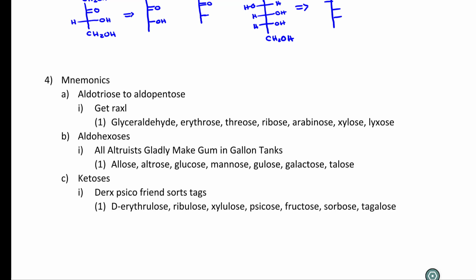The first one is one that has been around for I don't know how long. The first two, actually. The top one was taught to me by a former professor at Fresno City College, and he learned it in graduate school. And so he passed it on to his students, and he actually passed it on to me. But these are for the aldotrioses to the aldopentoses, and the phrasing is "get Raxel," and I don't know why people can remember Raxel so well, but they do. And so those letters stand for glyceraldehyde, erythrose, threose, ribose, arabinose, xylose, and lyxose.